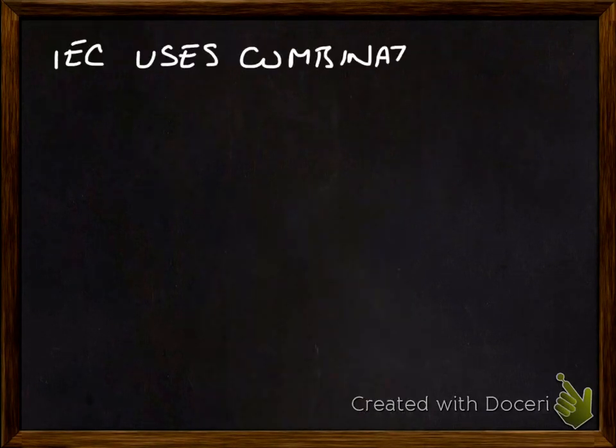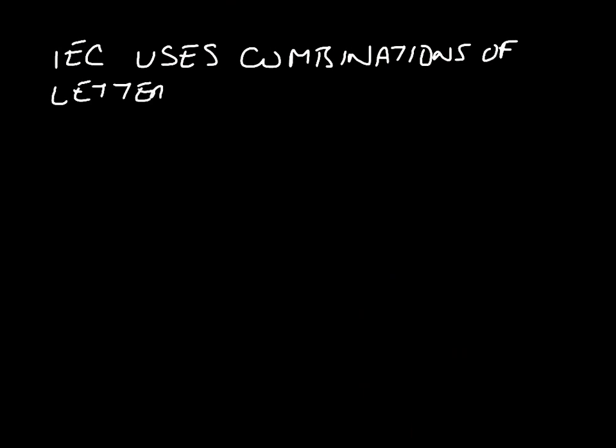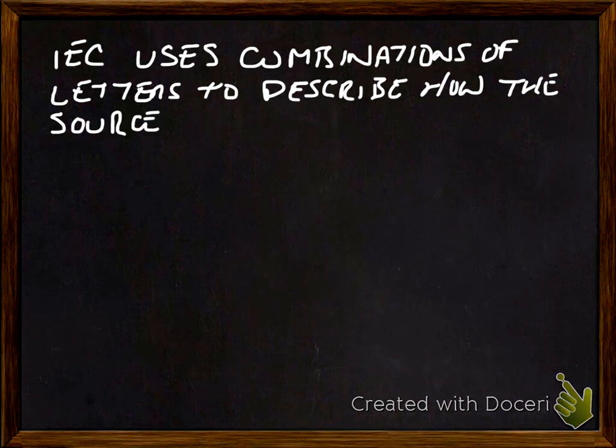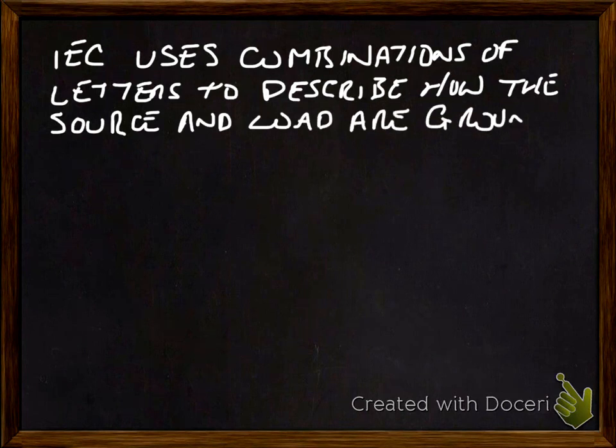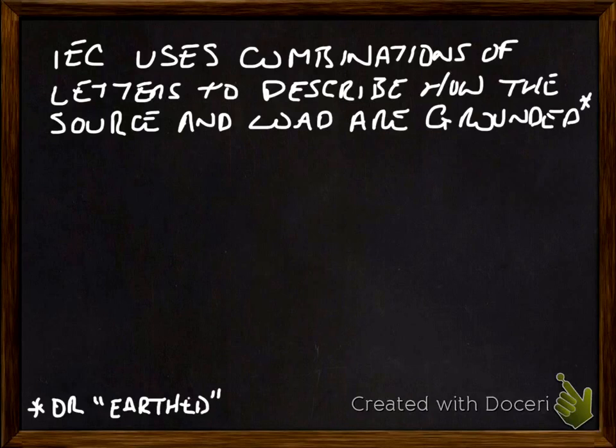So IEC uses a combination of letters to describe the way the source and the load side of a distribution network are grounded. And this can lead to a little bit of confusion for North Americans because we are not used to using these terms. We have the same types of grounding systems, but we just don't call them out in the same way. And if you're listening to the screencast from somewhere other than North America, understand that if I say grounded, I also mean earthed. Those two terms are more or less interchangeable.